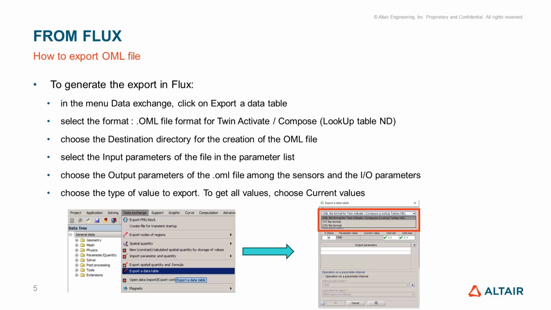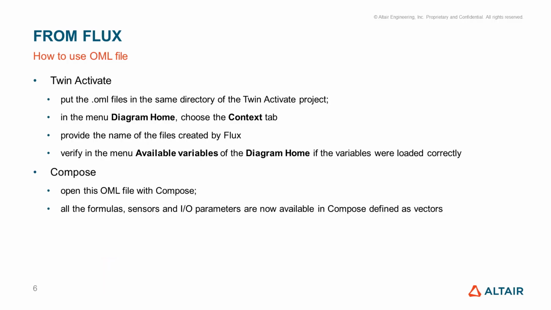Go to the menu Data Exchange and click on Export Data Table. A new window will open. We select the format of the file that we want to export, Activate or Compose. We select also the folder where the file will be saved. We select the input and output parameters in the list. And as a last step, we choose the type of values to export.